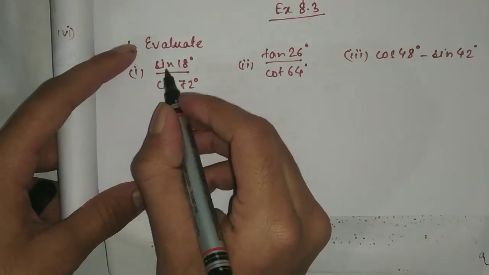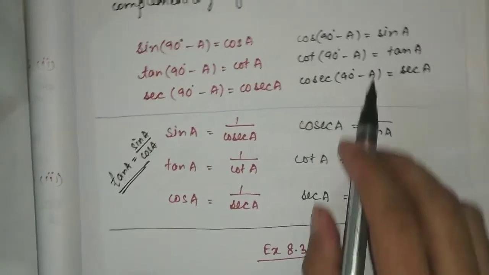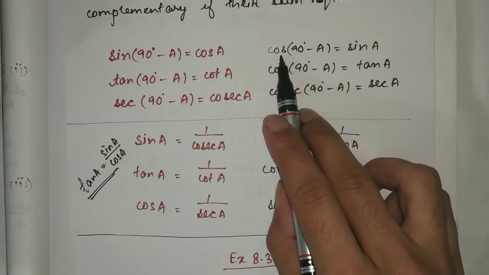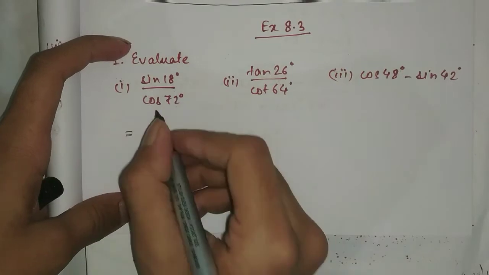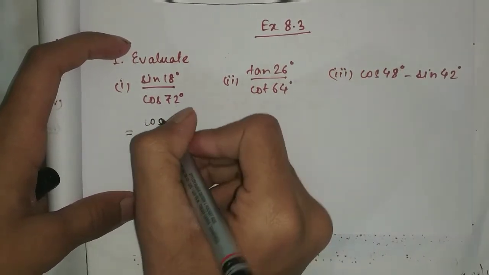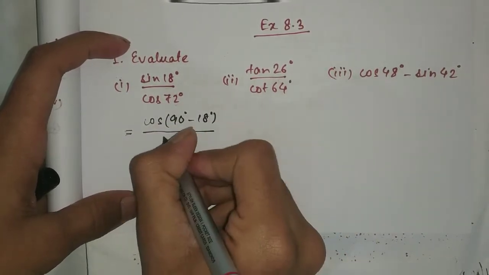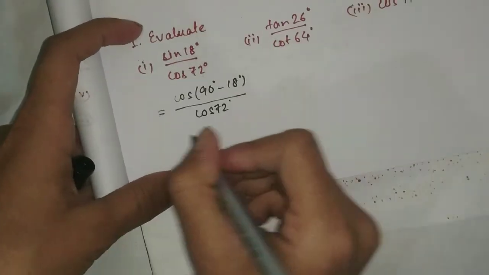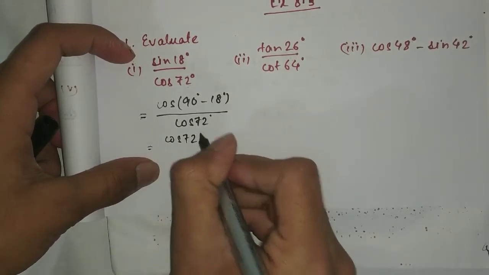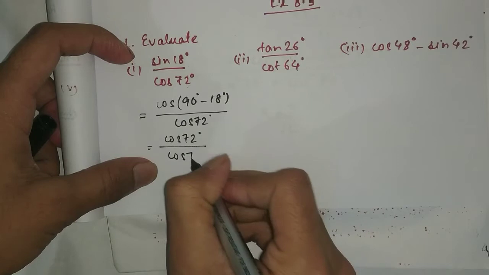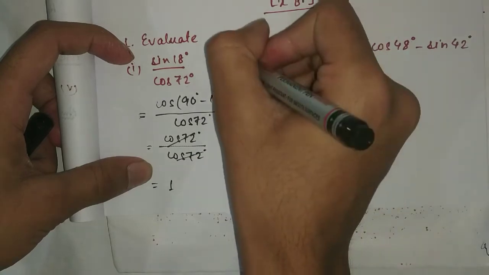So what we do here is convert this sine 18 degrees into cos. How can we do that? We see that sine of a is equal to cos of 90 minus a. Here a is 18 degrees, so we can write it as cos of 90 minus 18, and we keep the denominator the same. So it comes out to be cos of 72 degrees, and the denominator is also cos of 72 degrees. So they get cancelled out and we are left with 1.